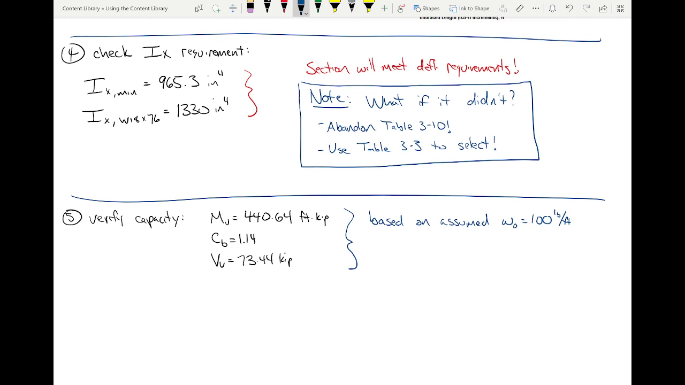Do we need to update these values? Like, do we really need to? No. If this beam can hold up these loads, it can surely hold up its own self-weight. So therefore, no need to update Mu and Vu. Okay.